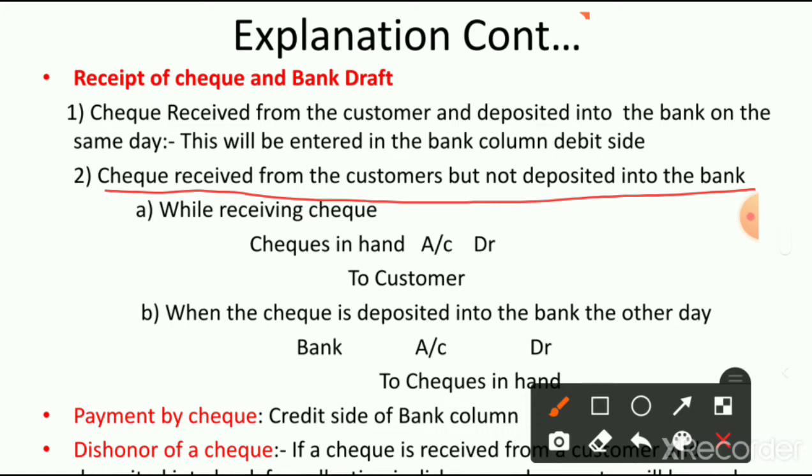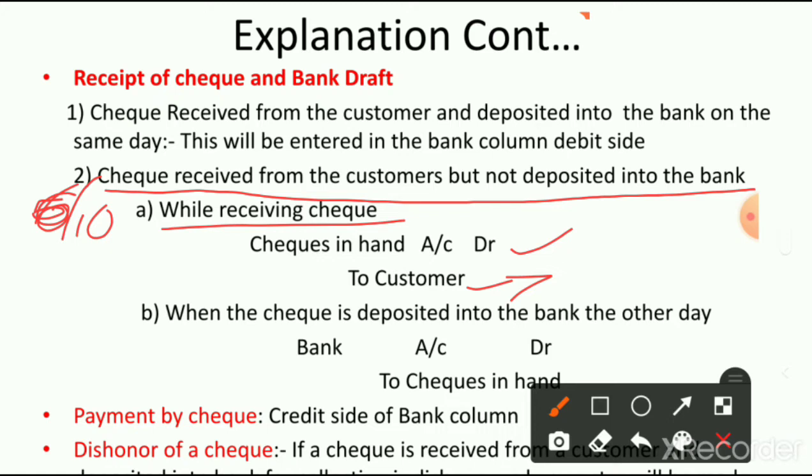Okay, now this check is received today and I am depositing that check on another day. Then we have to pass two entries. While receiving the check, today I am receiving the check. So what I will write: check in hand account debit to customer. That customer's name I have to write.